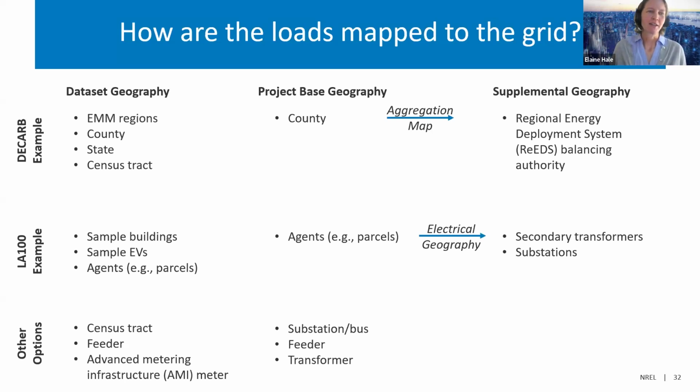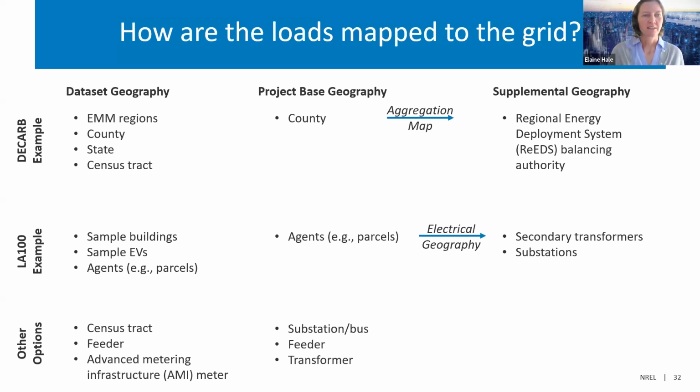But in any case, that project has data sets at different levels of geographic resolution. For example, one data set is at the EMM region level, the electricity market module level. That's a NEMS thing. Other data sets are at the county level or the state level or the census tract level. And all of those data sets map into the project-based geography, which is at county level. And then we use that county level data to map into other geographies such as the Regional Energy Deployment System, or ReEDS, balancing authority level, which lets us go on to do capacity expansion modeling.